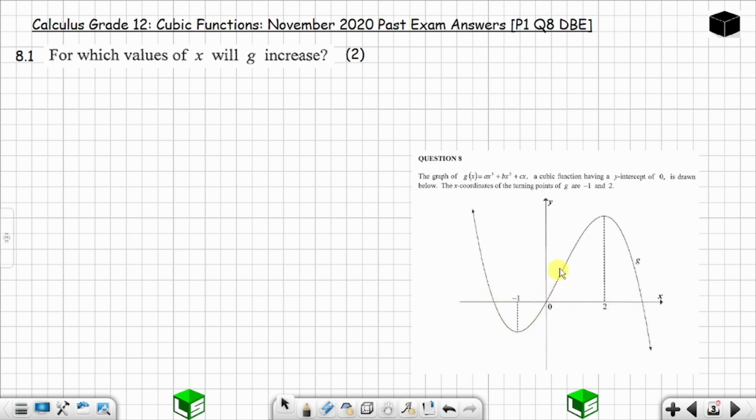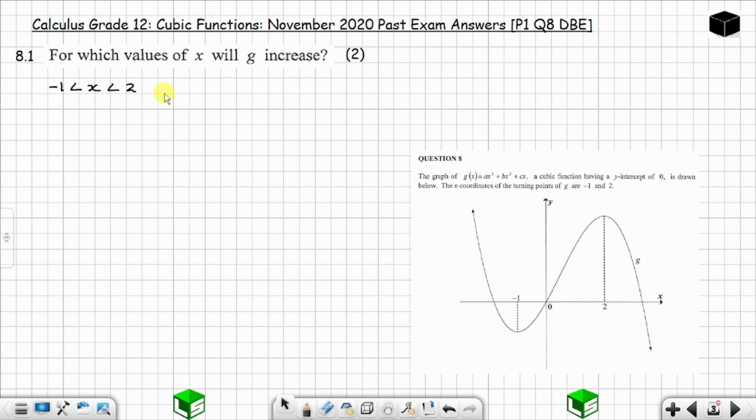This is the part which is increasing because it's going up, and this part is going down, so this part is decreasing. Also this part is going down, so it is decreasing. The only part which is going up, and is therefore increasing, is this one, from -1 to 2. So you can write it like this: x greater than -1, x less than 2. In the interval from -1 to 2, g is increasing.